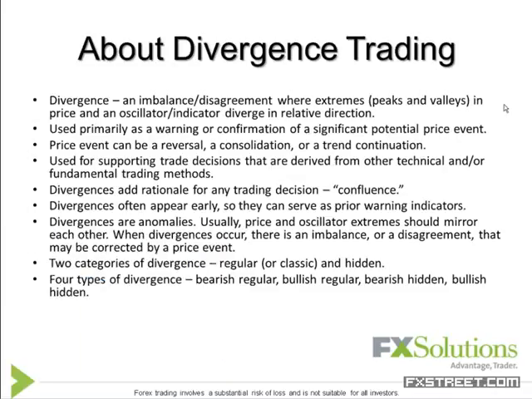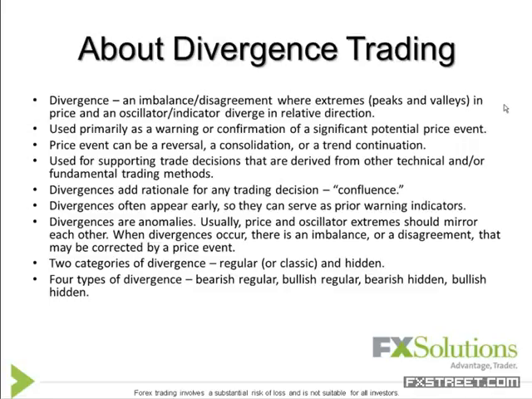Now, these divergences are used primarily as warnings or confirmations of significant potential price events. Now, what are significant potential price events? These could be a reversal. In the case of regular divergences, they could be reversals. They could be a consolidation after a trend, or they could be a trend continuation in the case of the hidden divergences, which I'll go through in a minute, as well as show trade decisions that are derived from other technical and or fundamental trading methods, as I mentioned.